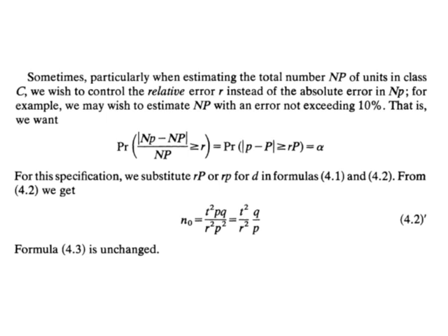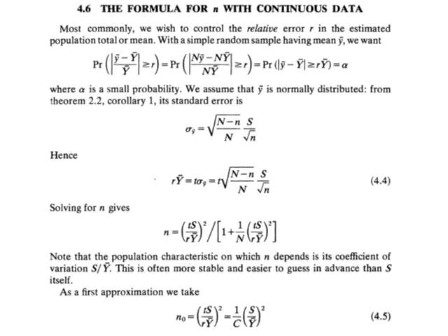For this specification, we substitute rP, or rp small, for d in formulas 4.1 and 4.2. From 4.2 we get n naught equal to t squared PQ over r squared P squared, which is equal to t squared over r squared times Q over P. Formula 4.3 unchanged.